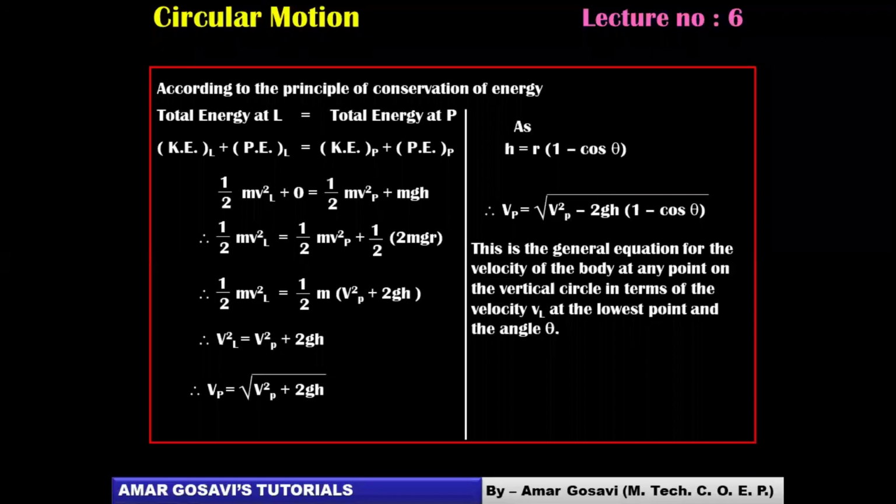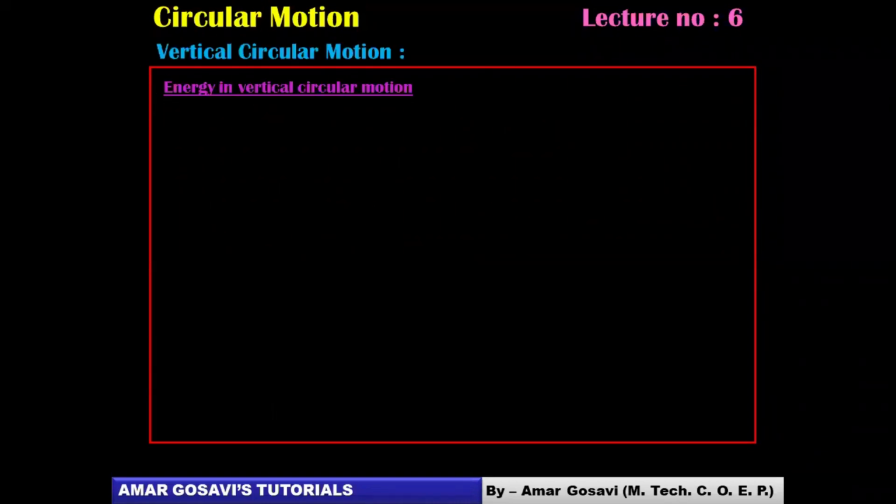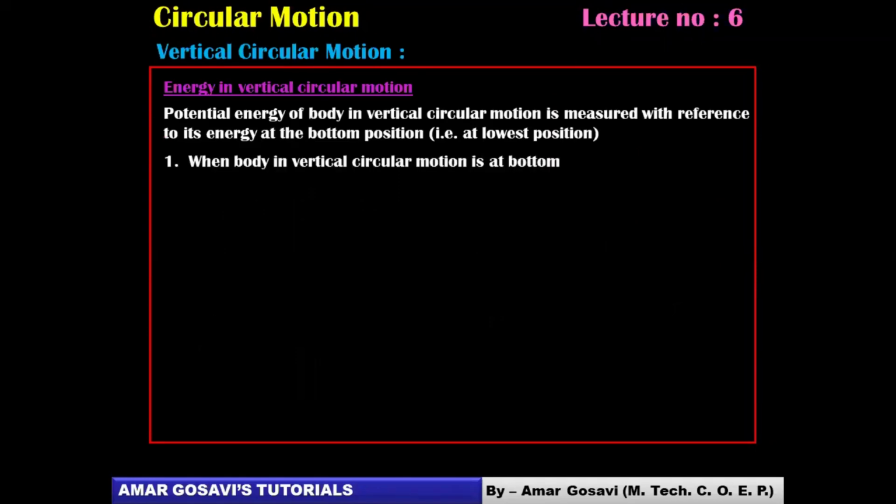So this is the value of speed at any point for vertical circular motion, friends. Hopefully things are noted down. Let's move ahead. Let's discuss the conservation of energy in vertical circular motion. So we can see potential energy of the body in vertical circular motion is measured with reference to the bottom position. So at the bottom position, you will consider the height as 0 and potential energy as 0. So that's the reference position, lowest position.